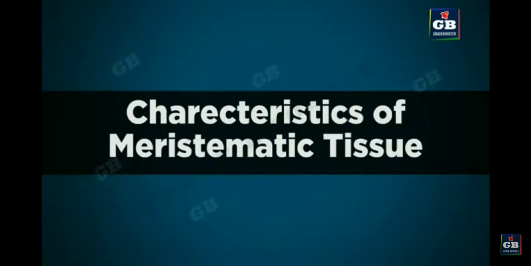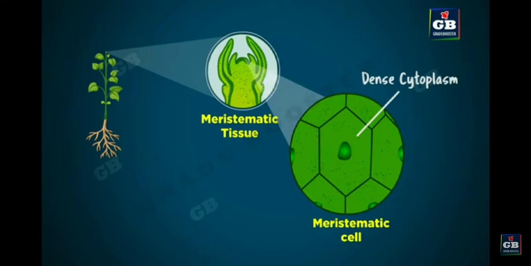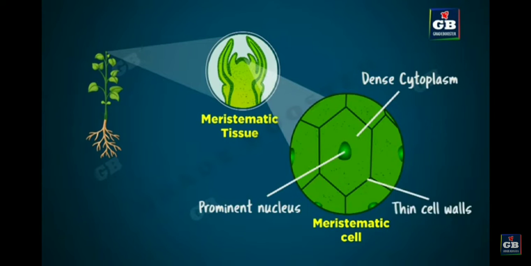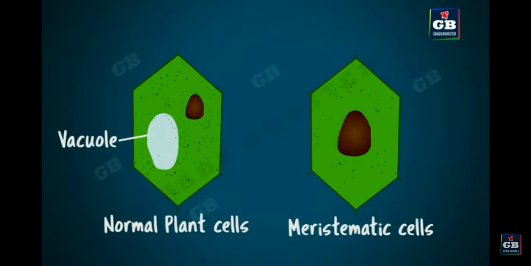Now let us see the characteristics of meristematic tissue. The cells of the meristematic tissues are very active. The cytoplasm of meristematic tissue is very dense. It has a big, prominent nucleus, and the cell wall is thin. Generally, plant cells possess big vacuoles, but if you observe the meristematic cells, they do not have any vacuoles.